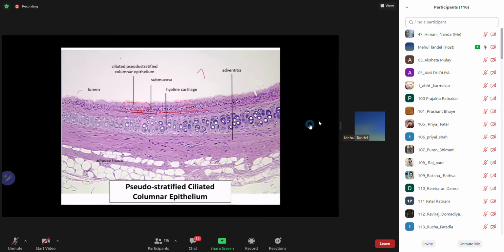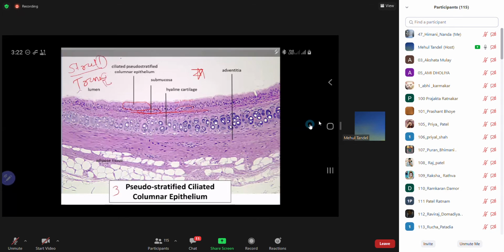This can be asked as a short note. Okay, the first short note is stratified squamous epithelium, then transitional epithelium, and third is this. Okay, I will take this important short note also. So this can be asked as a short note: stratified squamous, transitional, pseudostratified ciliated columnar epithelium.